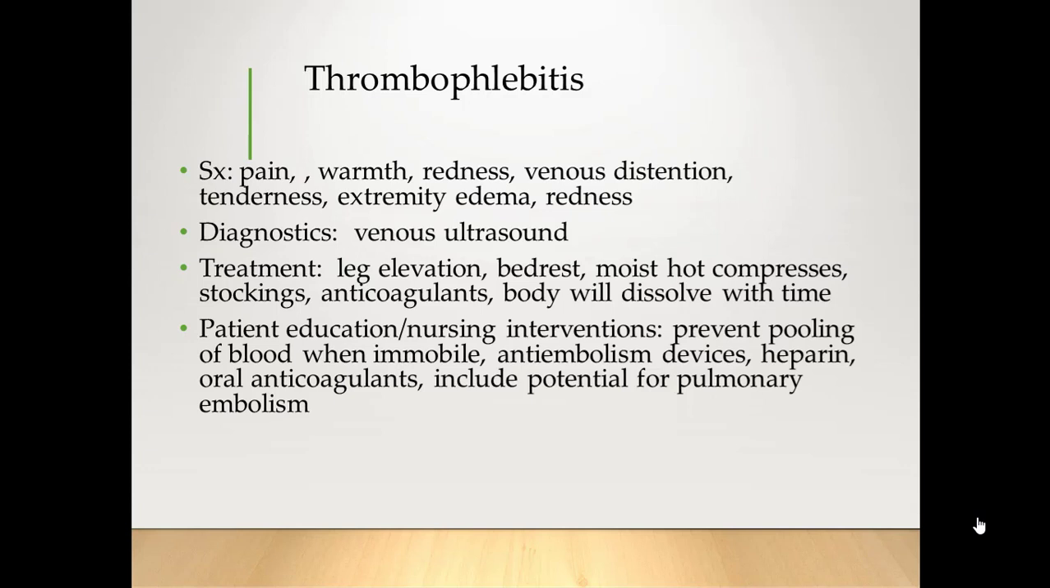Symptoms we're going to see, wherever that inflammation is, we're going to see pain, warmth, redness. Might see some venous distension, tenderness, edema to that extremity, redness. We also might see a red line following the vein. Generally, to diagnose, we're going to do an ultrasound.